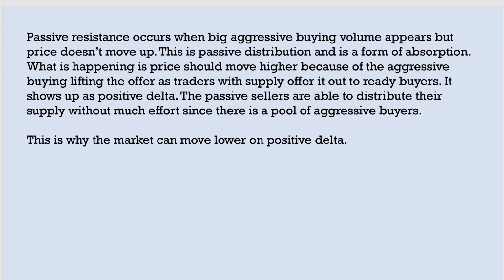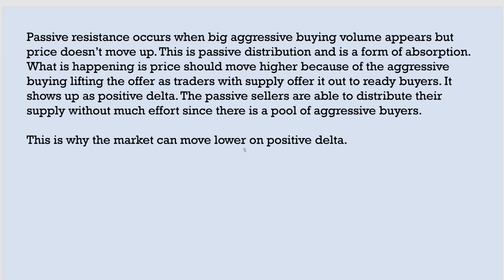I don't really like that term, distribute. Let me rephrase that: that's where they start selling their excess supply, on the move up. So if you're wondering why the market can move lower on positive delta, that's why. It's because you have people offering it out, big offers. People are lifting it. The aggressive buyers are buying it. You get +1 every time they trade on the offer in the delta.